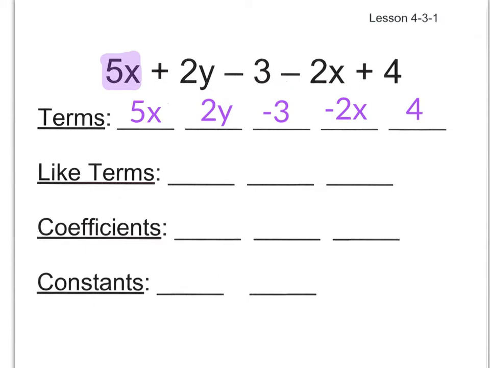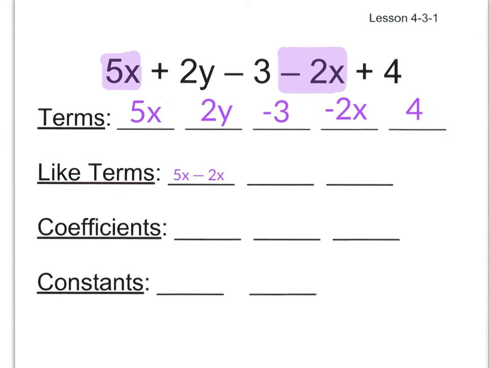The negative 2x does match with the same variable, and the exponent, because it's an x, it's technically a 1. So we have the same variable and exponent here. So I'm going to highlight the negative 2x. So on the like terms, I'm going to write that my like terms are 5x and the negative 2x. Now I'm going to look back and I'm going to look for more like terms.